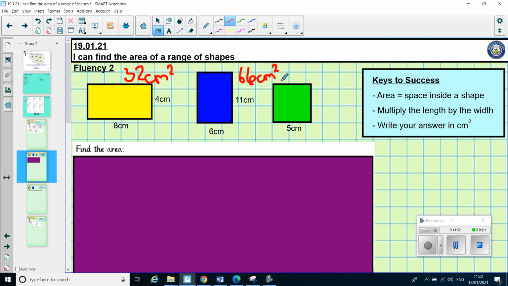Okay, and finally we've got a square. I'd like you to pause the video now and see if you can work out what the area of the square is. Okay, hopefully you realised a square has got all the sides that are the same. All the sides have the same length. So if it's 5 centimetres on the bottom, it's going to be 5 centimetres on the side as well. So to work out the area of the square, we're going to go 5 times 5 is 25, and it's 25 centimetres squared. Okay, so if you know the width you know the length for a square as well.